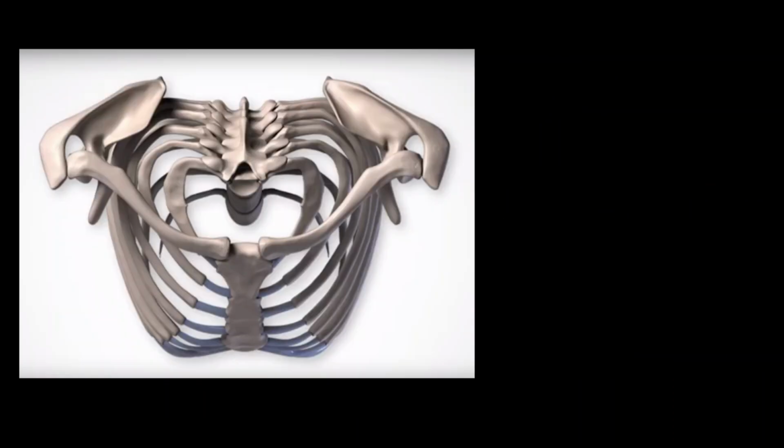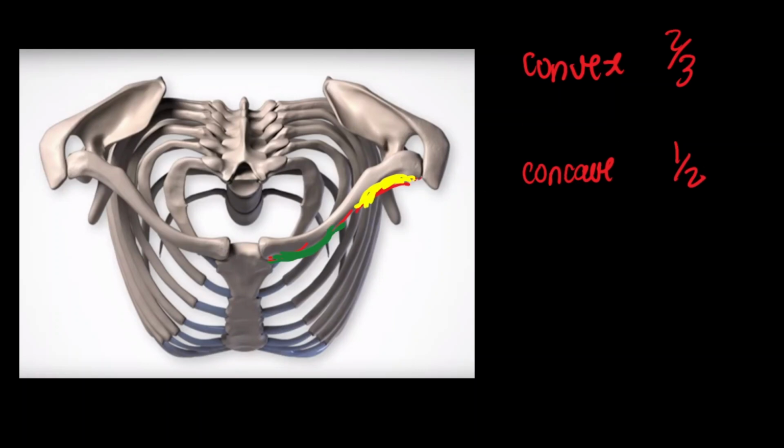Taking a look at the superior surface of the clavicle, we can see that it has an outward curvature towards the medial side, and it has an inward curvature on the lateral side. Now we can say that the clavicle is convex on its medial two-thirds and concave on its lateral one-third. Okay, now anteriorly, which is towards the front of the body, the clavicle is convex.